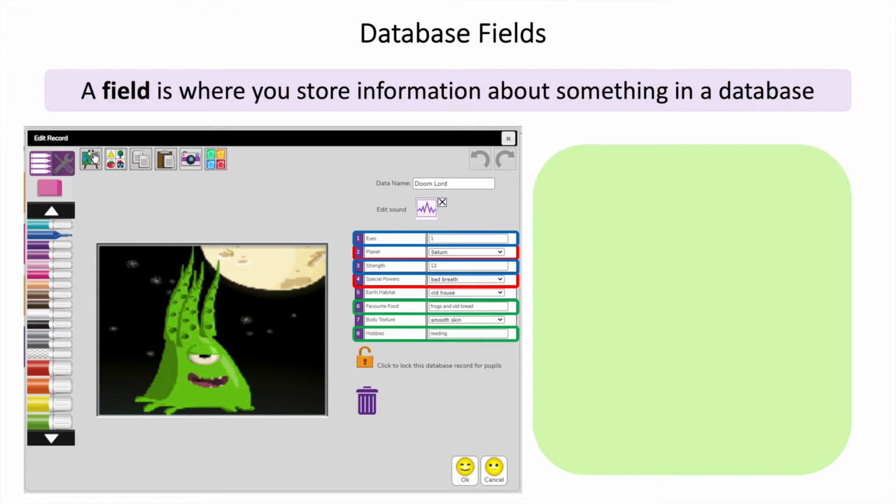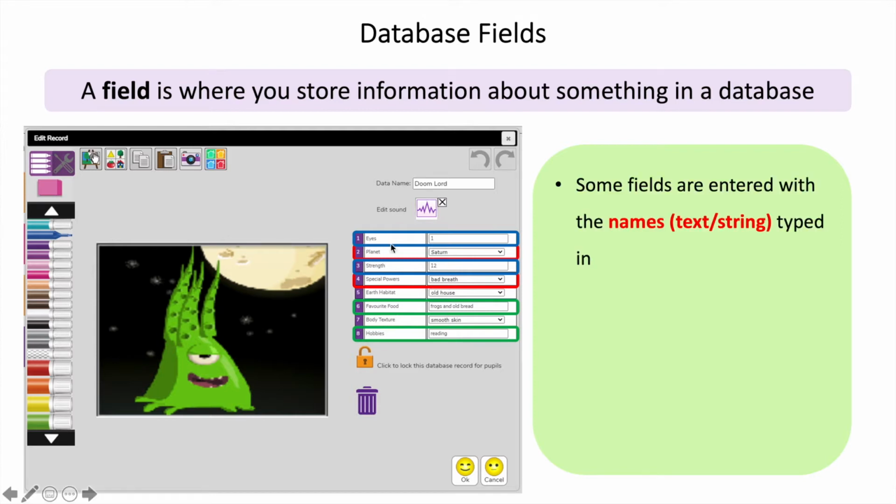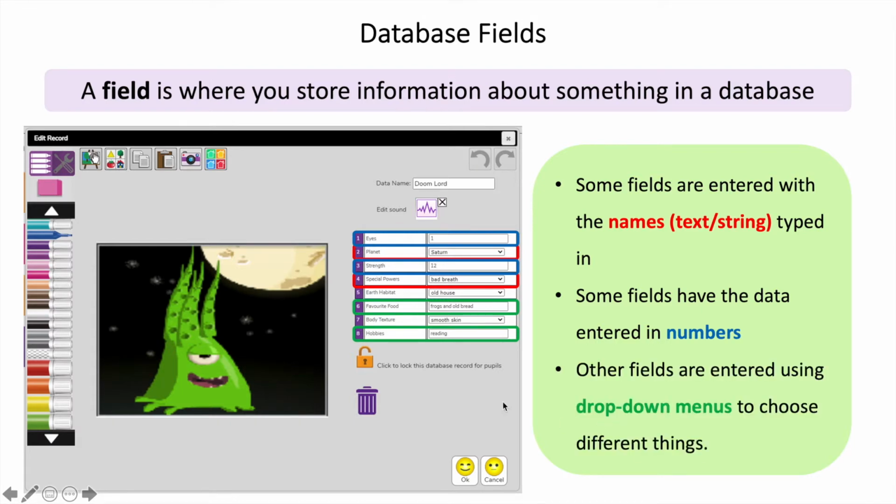A field is where you store information about something in a database, and there are different types. We have fields that use strings, which are text, and this can be things like the name of a planet or special powers. We also have numbers, so for example the number of eyes or the strength points. We also have drop-down menus where you can choose the answer.